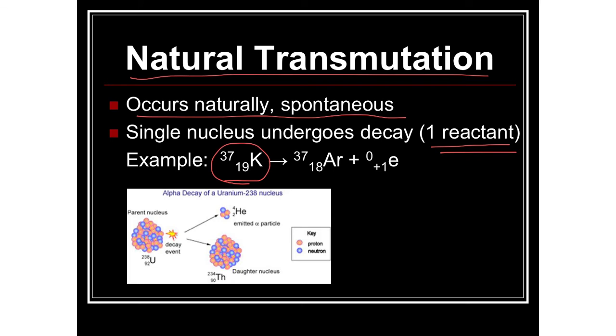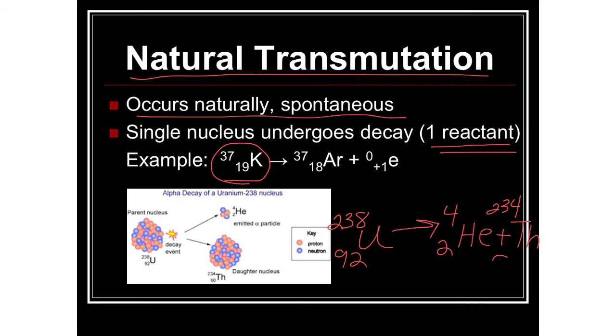This example down here, they give us the picture version of it, but basically we're starting with uranium with a mass of 238. The atomic number for uranium is 92. A single reactant undergoes a transmutation naturally, changing into helium and thorium. Thorium has a mass of 234 and an atomic number of 90.